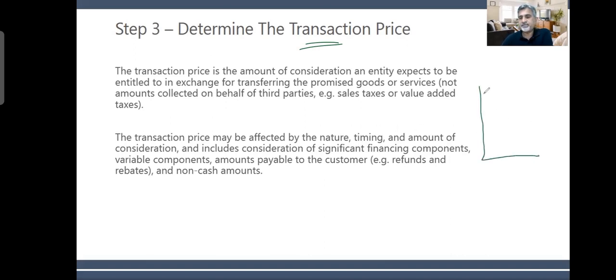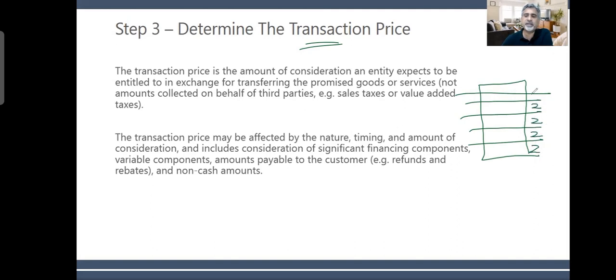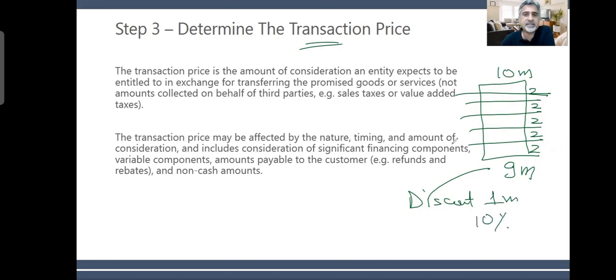let's suppose that these performance obligations are, I'll keep the numbers easy, 2 million, 2 million, 2 million, 2 million, and one more 2 million, okay? So it makes 10 million. In total, it should be 10 million, okay? But somehow you negotiated at 9 million. So when you negotiated at 9 million, there is a discount of 1 million over 10 million. So it means that you are giving a 10% discount.